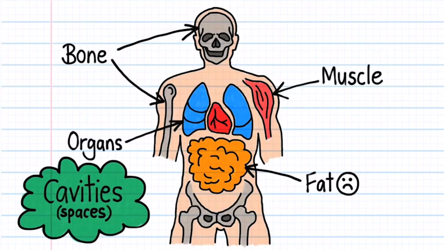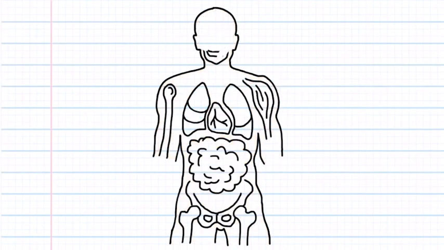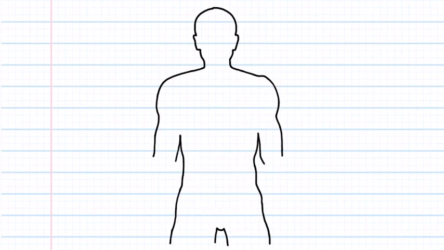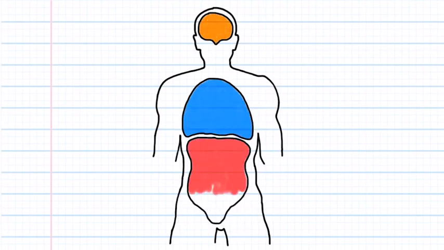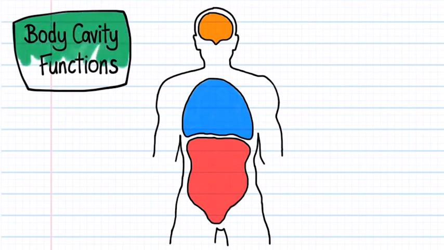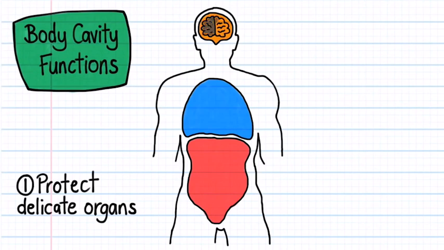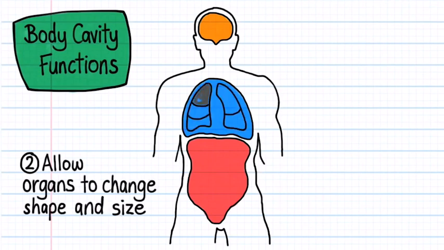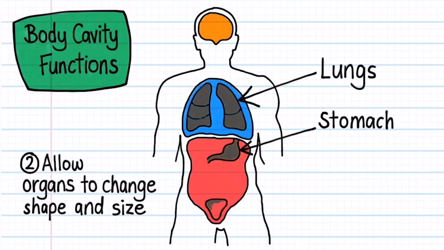Some of these cavities, like for example the nasal cavity, open to the outside of the body. However, most of our cavities are internal. Body cavities have several important functions. Firstly, they protect delicate organs, like for example the brain, from bumps and shock when we walk, run and jump. Secondly, cavities allow internal organs to change shape and size. For example, our lungs, stomach and bladder can all expand and contract because they sit inside cavities.